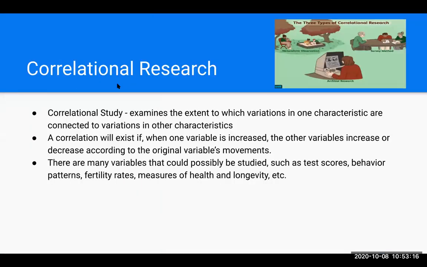Correlational research. A correlational study examines the extent to which variations in one characteristic are connected to variations in other characteristics. A correlation will exist if, when one variable is increased, the other variables increase or decrease according to the original variable's movements. There are many variables that could possibly be studied, such as test scores, behavior patterns, fertility rates, measures of health and longevity, etc.